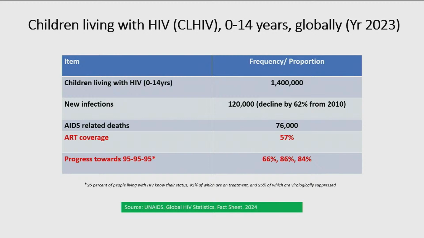This is to look at it from another angle. I've already talked about the children living with HIV, the new infections, and the deaths, but the ART coverage, to focus globally, is 57%. That hasn't progressed. It has always been around there at the global stage. The progress towards 95-95-95 is still low, whereby we're talking about 95% of people living with HIV knowing their status, 95% of those being on treatment, and 95% of that other group being virologically suppressed. We're still very far behind with the testing bit, about 66%, then 86% and 84% in that order.